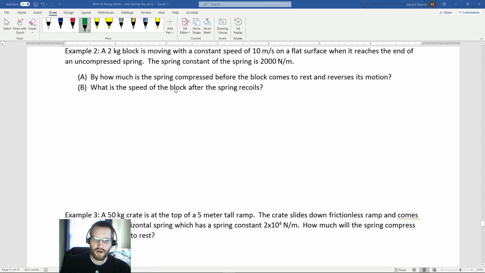Here we have a 2 kilogram block moving with constant speed on a flat surface. When it reaches the end of an uncompressed spring, we're going to assume no friction here, just to simplify the calculations a little bit. Basically, we have this block moving along a surface at 10 meters per second, and it reaches the end of an uncompressed spring. So we have the spring like this, maybe attached to a wall here.